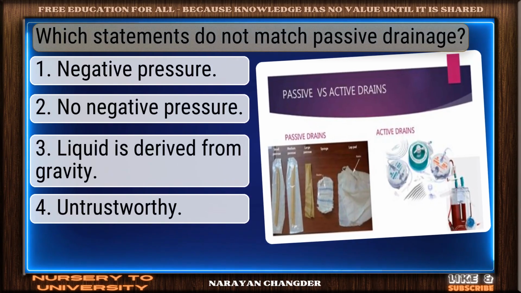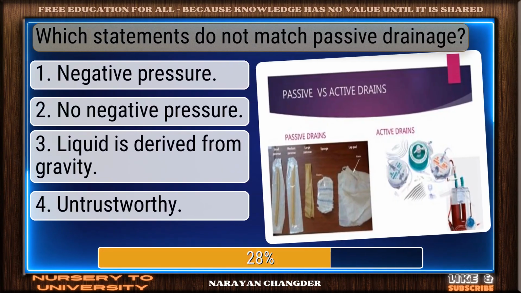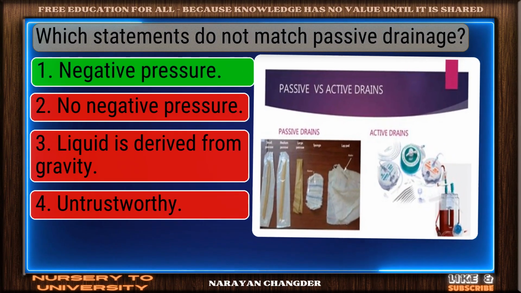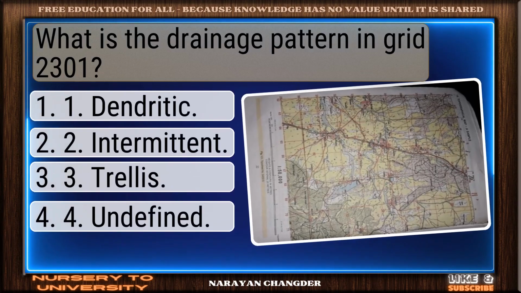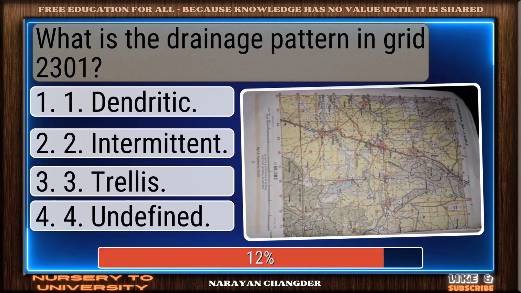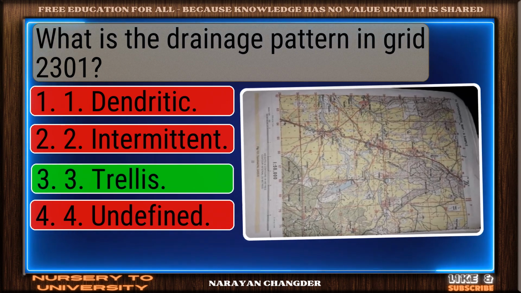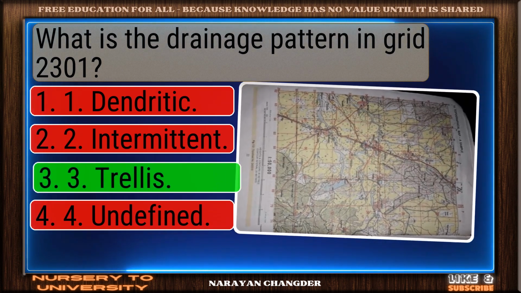Which statements do not match passive drainage? Bravo. Negative pressure is the answer. What is the drainage pattern in grid 231? Perfect. 3. Trellis is the correct choice.